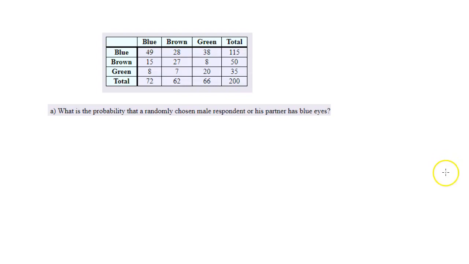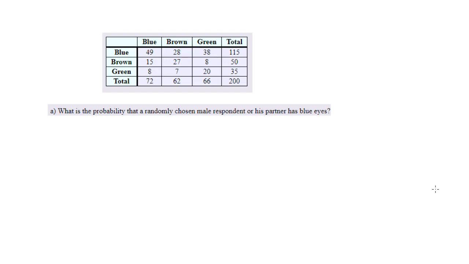All right, so we're taking a look at question 8 from the week 3 assignment, specifically part A, just to see how to read this table based on the description at the beginning of the problem. Realize that this table provides the results for couples. So there's 200 males and 200 females.